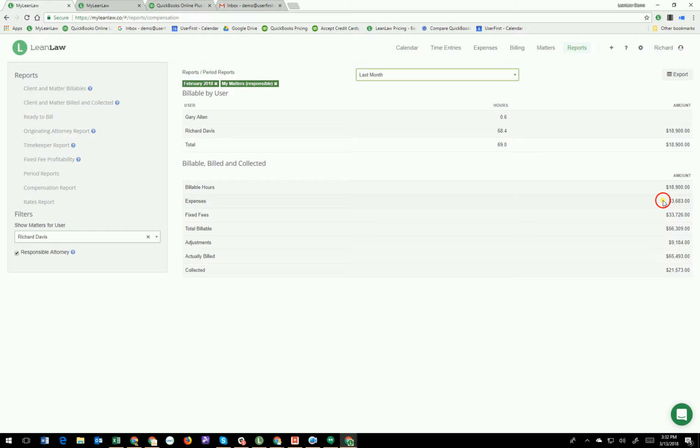In addition, it shows the expenses. These are the costs specific to that attorney's matters that he or she is responsible for. It shows the total billable hours, and then, of course, what was actually billed, and then what was collected. This can be printed out or exported to Excel per responsible attorney.